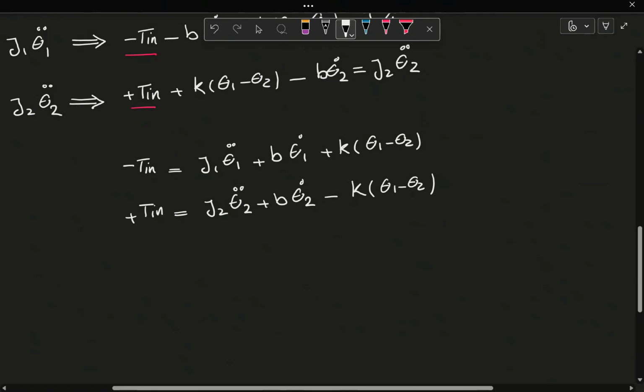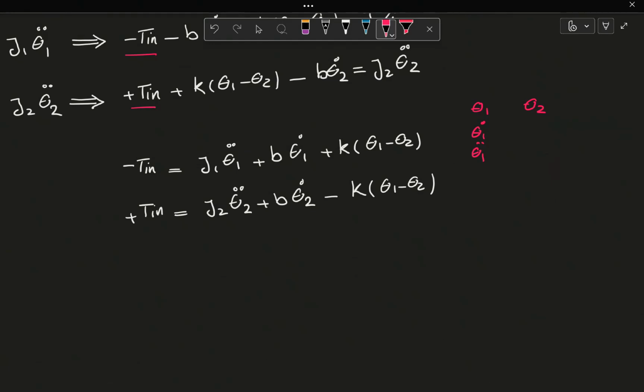Okay, let's do the sanity check. In the first equation, you see that you have two families, the family of theta 1 and the family of theta 2. For the family of theta 1, you have three members: theta 1, theta 1 dot, and theta 1 double dot. All of these are positive. For the family of theta 2, you have only one member, and that's theta 2. That's negative. So there are no sign mismatches within the members of the family.